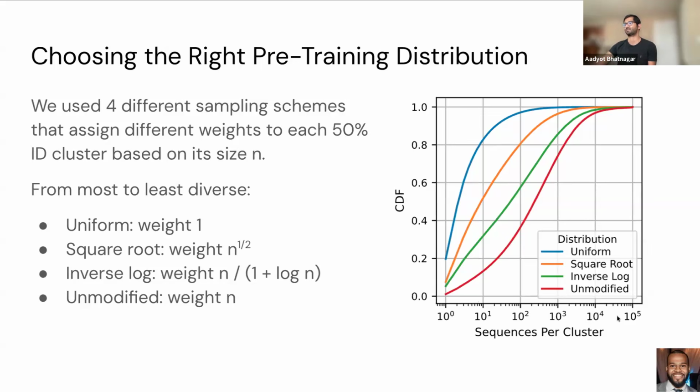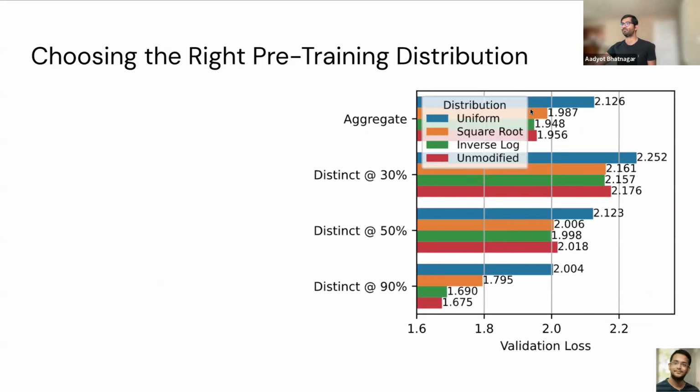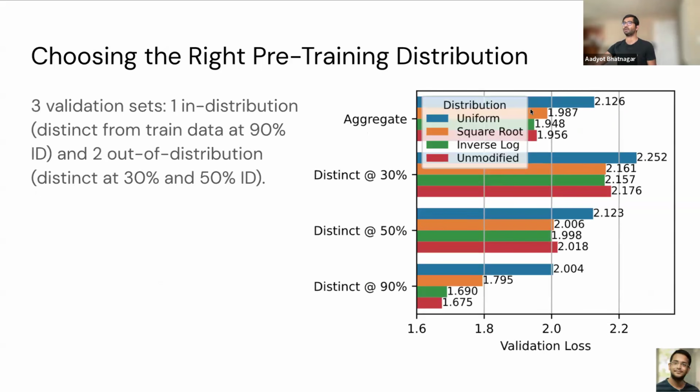On the horizontal axis here is just the cluster size, and then this is a cumulative density accumulating how many of the protein sequences fall into each of these clusters from each of these distributions. So in order to evaluate, we construct 3 different val sets. One of them is in distribution, distinct from the training data at 90% identity, and 2 are out of distribution. They're distinct at 30 and 50% identity, respectively.